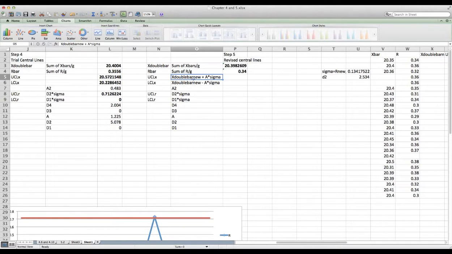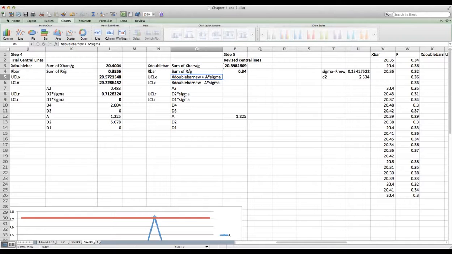We now have this X double bar new value. That's the one right here. Now we need to look up a new constant, A. I put it in over here, 1.225. And we need this sigma value. We don't have sigma. Again, sigma is the standard deviation of a population. We only have a sample.